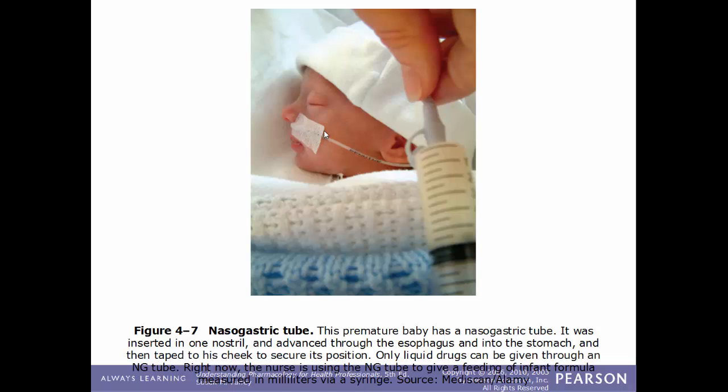In this image we have an example of a premature baby with a nasogastric tube. You can see the tubing here. It'll tape down to the baby's face. It will enter the nose, go down the pharynx into the esophagus, and then on into the stomach.